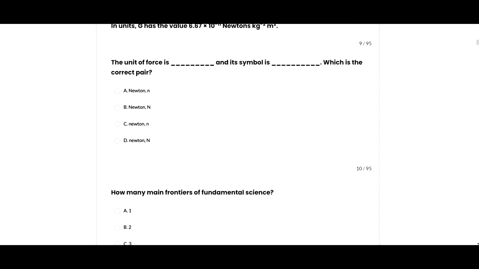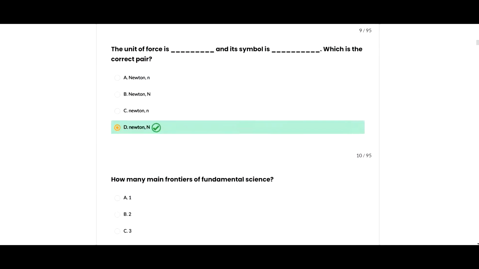Next MCQs. The unit of force is Newton and its symbol is capital N, which is correct. Which option is the correct? Very simple question. In this, the correct option is given here. D option is correct.